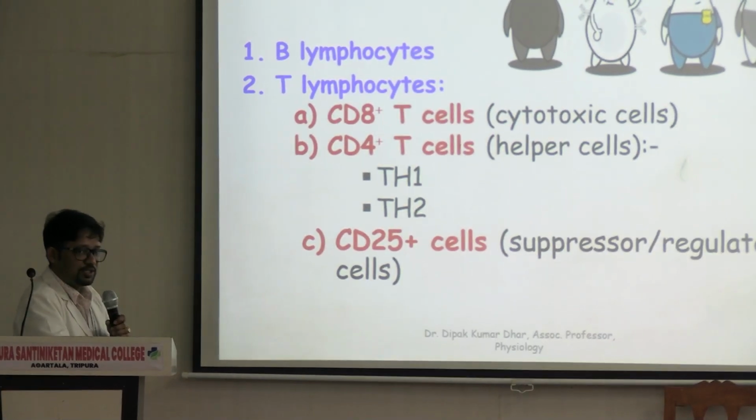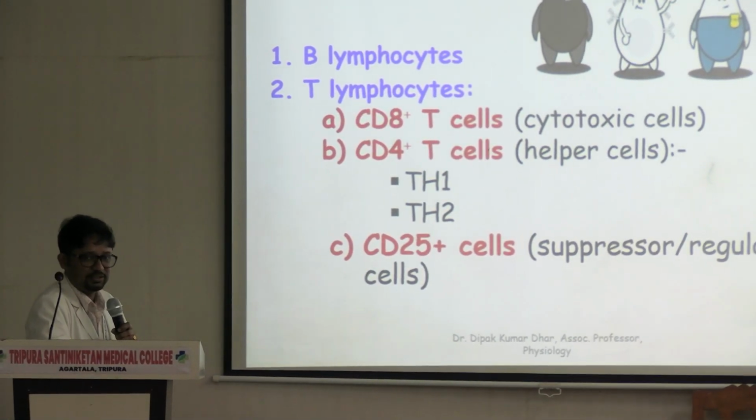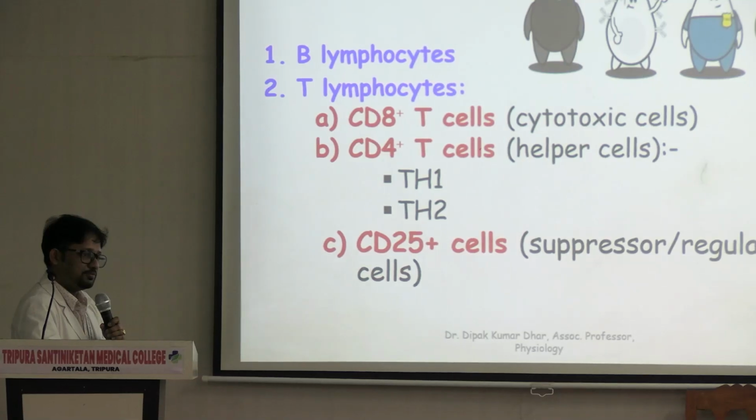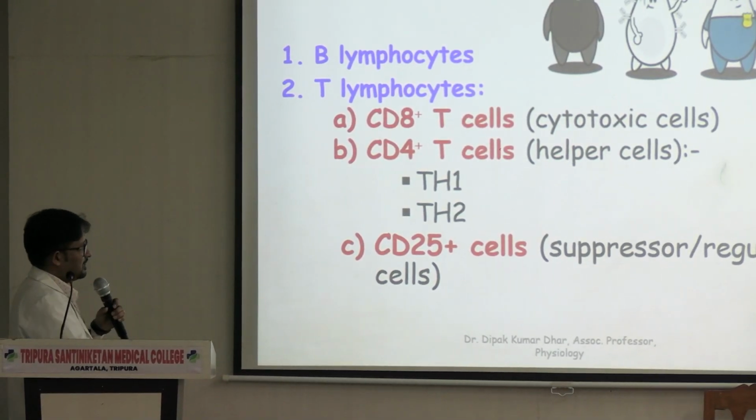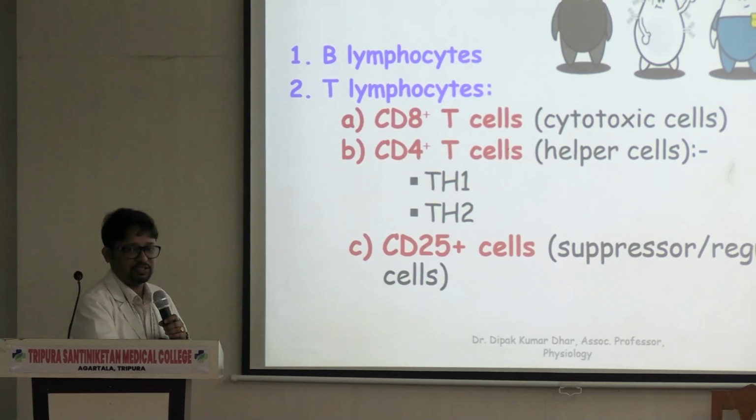So CD8 positive T cells, these are cytotoxic T cells. That means they can directly kill a cell. Hence the name cytotoxic. Right? CD4 positive cells are helper cells.